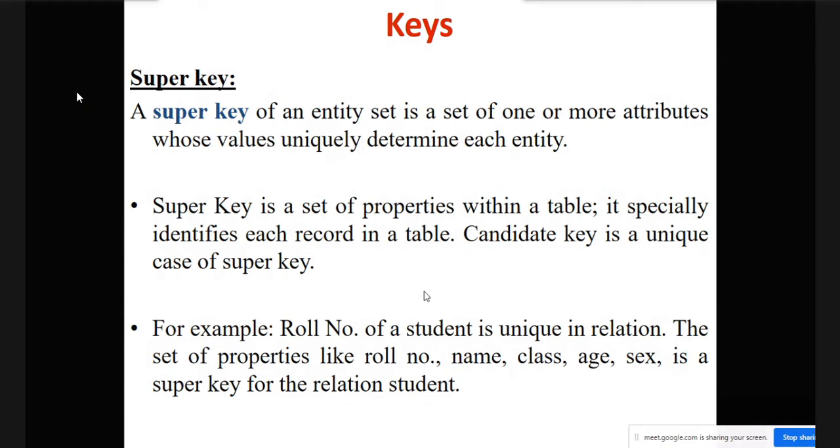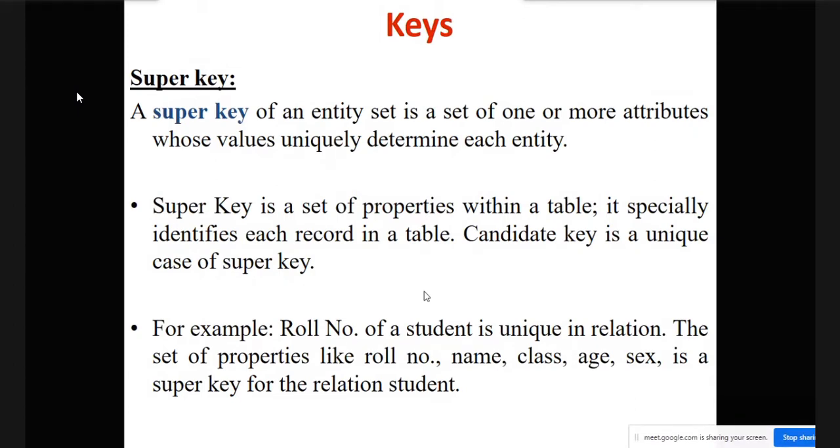Every key here, remember, whether it is super key, candidate key, or primary key, is going to determine your entity set uniquely everywhere. A super key is a set of properties within a table. All properties which are present in your table, together, are known as a super key. It specially identifies each record in a table. A candidate key is a special case of a super key. Why, we will see with the candidate key.